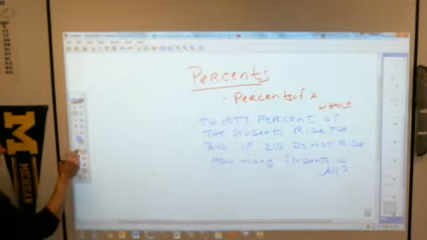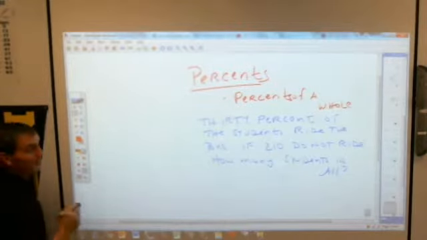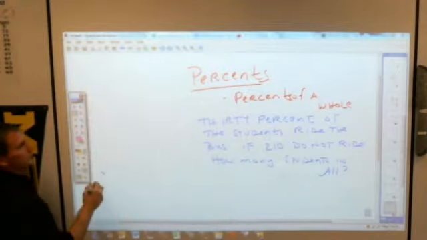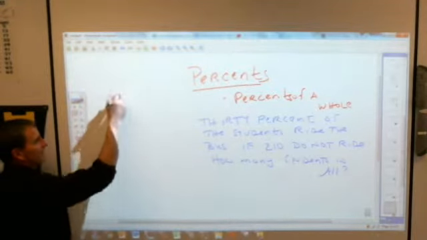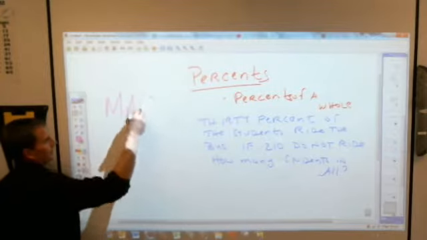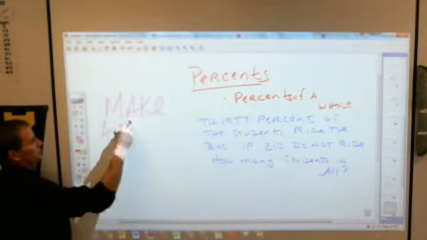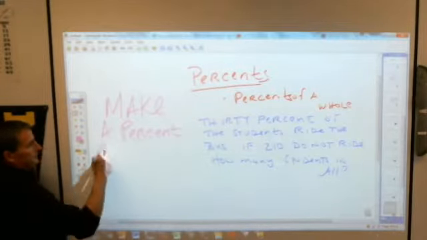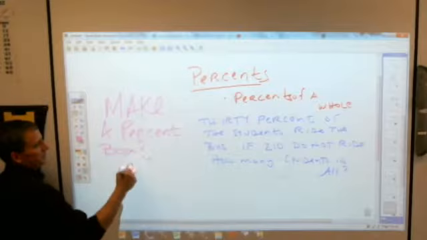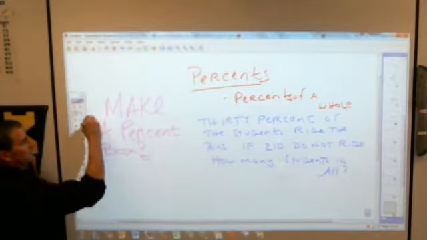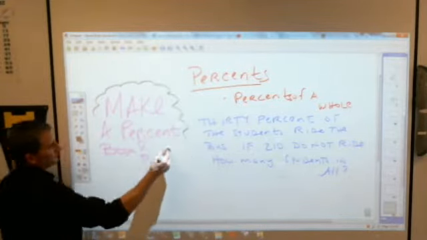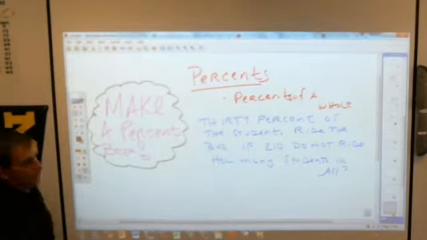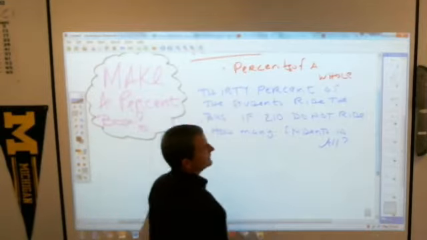Here is, ladies and gentlemen, this will solve all of your problems right here. Jot this down. This is going to save you lots of trouble. You just need to make a percent box. Just like a ratio box, a percent box is really going to do the same exact thing for you. And it's really, really easy.